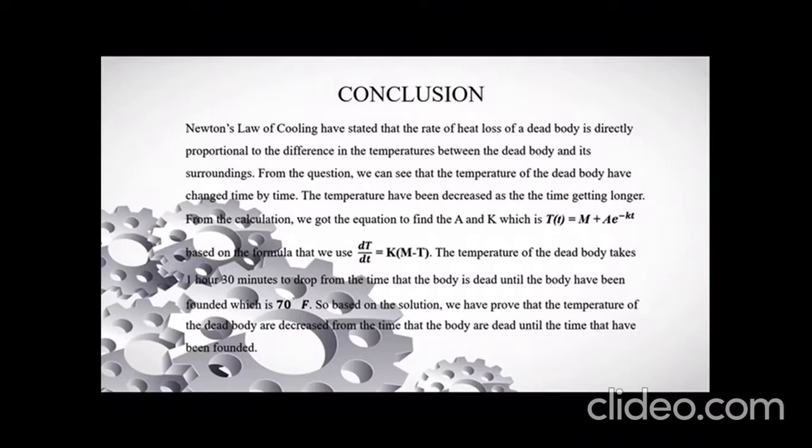From the calculation, we got the equation to find A and K, which is T(t) equals M plus A exponential negative kt, based on the formula that we use, dT/dt equals k(M - T). The temperature of the dead body takes 1 hour and 30 minutes to drop from the time that the body is dead until the body was found, which is 70 degrees Fahrenheit. So based on the solution, we have proved that the temperature of the dead body decreases from the time that the body is dead until the time that it was found.